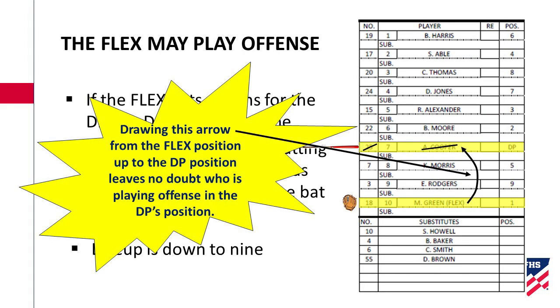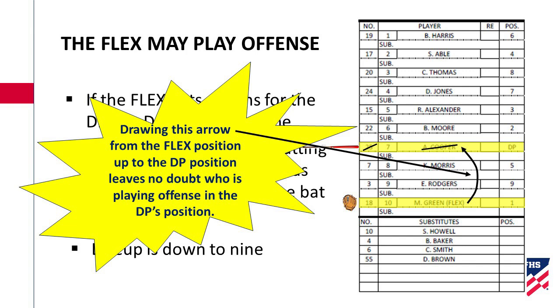And we can continue to go from 10 to 9 as long as we have enough subs available. Okay? So again, one thing we do show them in lineup is drawing this arrow makes it very clear who is playing offense for the DP. Some do, some don't. Again, we recommend it because that makes it real clear that now our flex is the one. I didn't forget to record a sub. Our flex is the one who's now entered, if you will, for the DP.